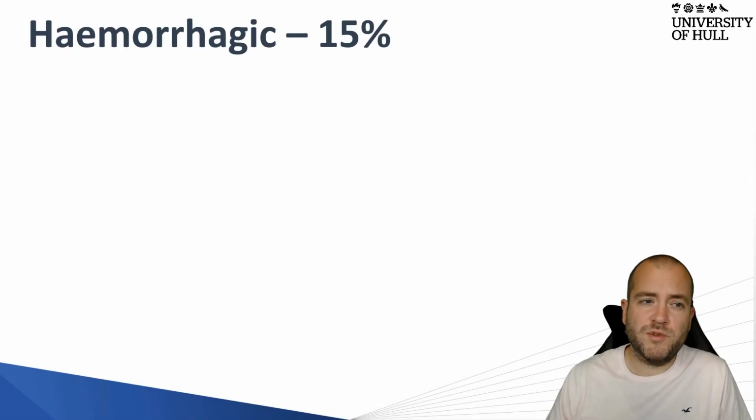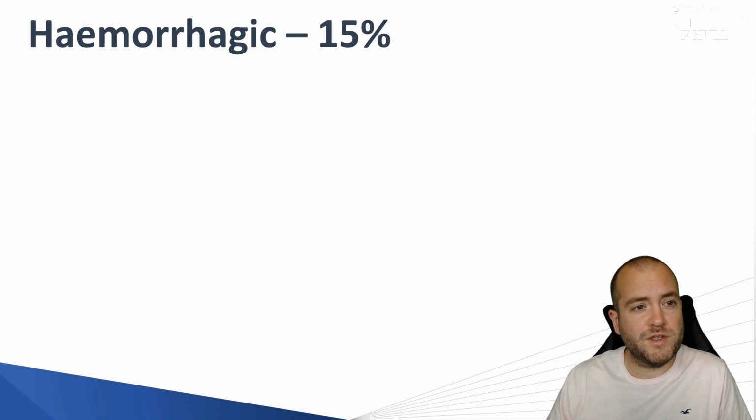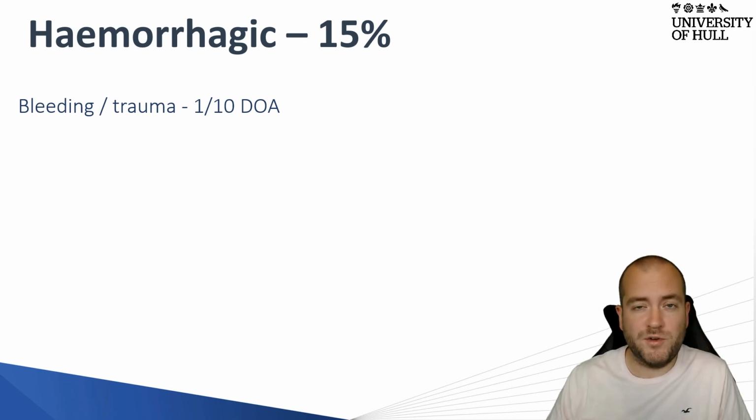The final type of stroke makes up the next 15% of strokes that you're likely to see in clinical practice, and this is hemorrhagic. This is caused by either bleeding or trauma, and these patients have the highest likelihood not to make it into the hospital, with around 1 in 10 dying in the back of their ambulance before actually reaching the emergency department. We can classify these into two things.